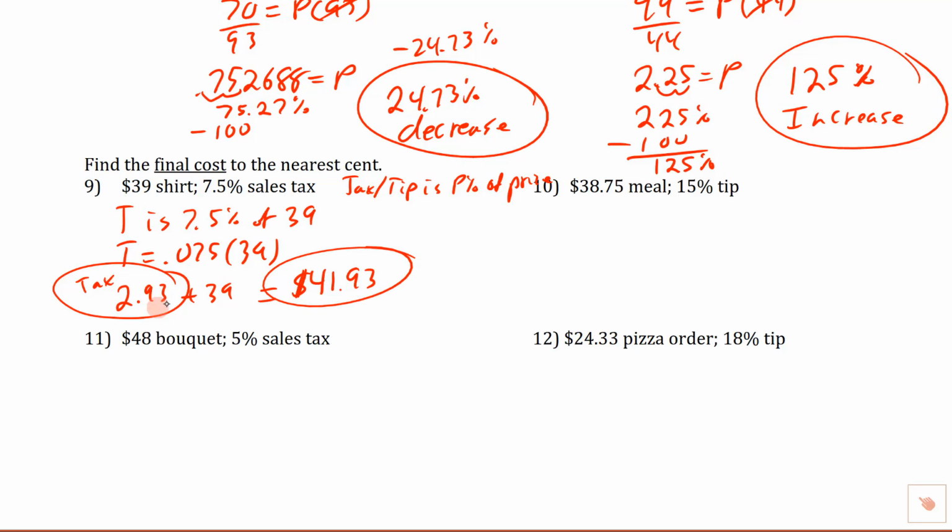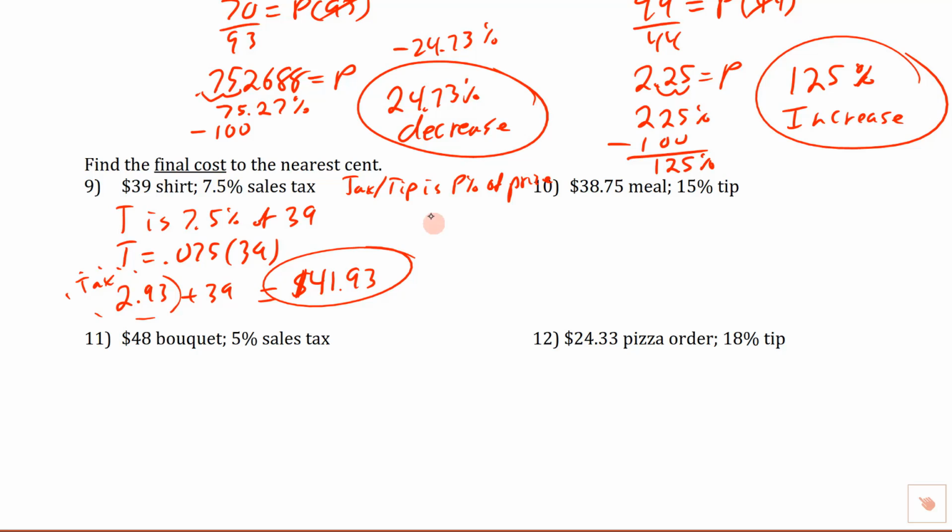$41.93 for the whole price. So we want to have the tax right here and we want to find the final cost. It does just say find the final cost, so this right here is kind of extra. So I think what I'll do is I'll just put a dotted line around that. And I do want to show you that other way that we did this. It's really quick, so let me do this in a different color.